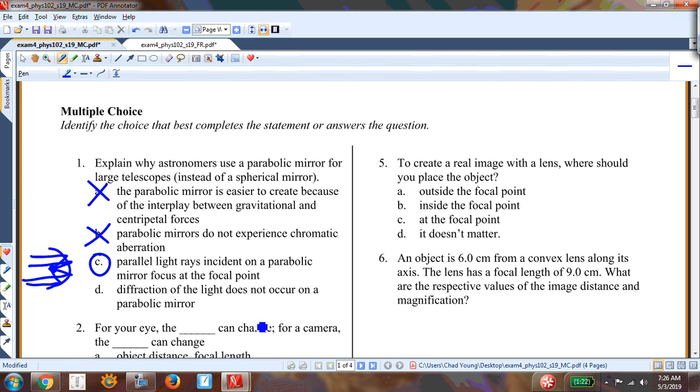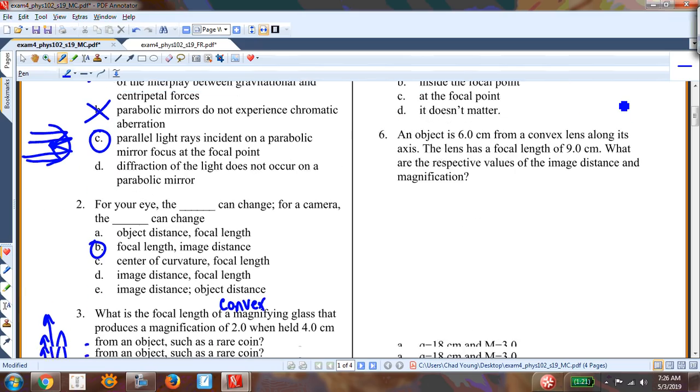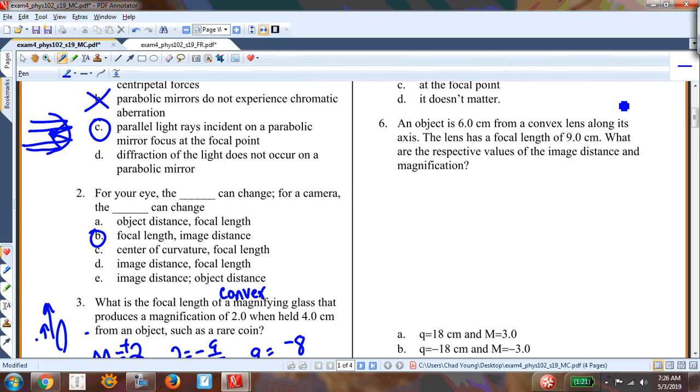To create a real image with a lens, where should you place the object? To create a real image with a lens, you place it outside the focal point. You can only do this with a convex lens, and if I put it there, let's see, I trace my rays parallel to the axis through the focal point, parallel to the axis, there's my image. This is my object, this is my image. The object is 6 centimeters from a convex lens along its axis.